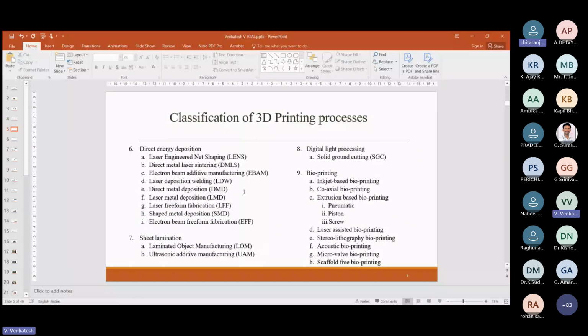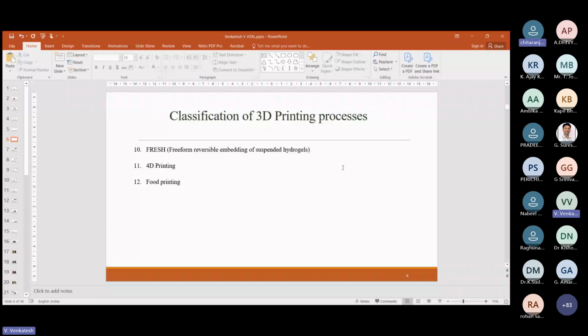Now the seventh classification is termed as sheet lamination technology, where the material is in the form of sheet. It may be a paper sheet, a composite sheet, or a polymer sheet. The eighth classification is digital light processing, where digital light, especially UV light, is exposed to the photopolymer. The ninth variety is a very popular and advanced technology called bioprinting. The tenth one is also a recently developed technology called FRESH. Its full form is Freeform Reversible Embedding of Suspended Hydrogels.